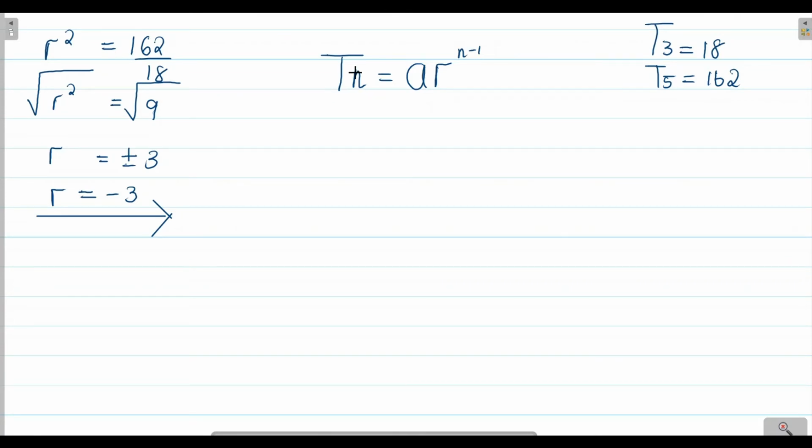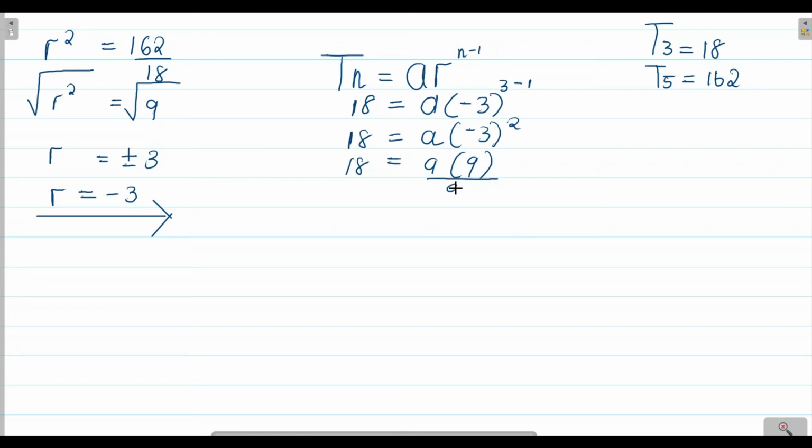I'm going to substitute T3. So we know that the value of our T3 is 18, which is equal to A times R, and we found that our R is -3, to the power of N minus 1, where this is the third term, so 3 minus 1. Then we simplify this further: 18 is equal to A times -3 to the power of 2. -3 all squared is the same as saying 9. And if you solve this for A, you'll find that your A is equal to 2.